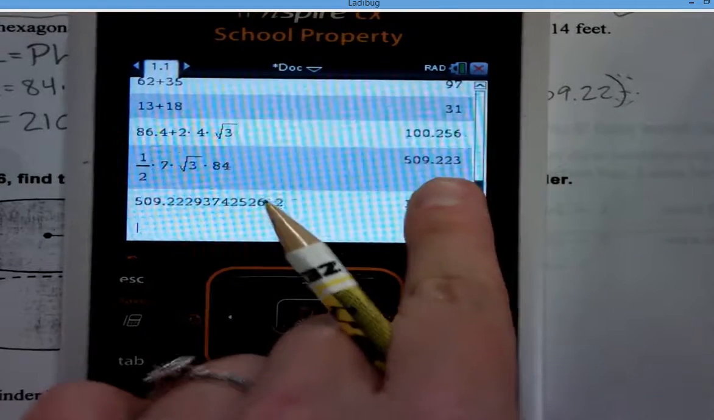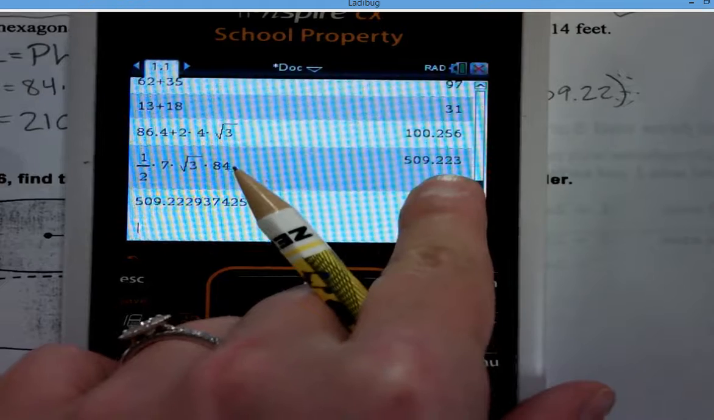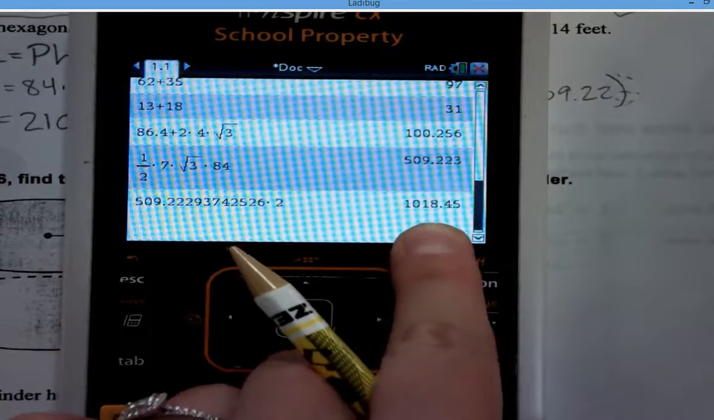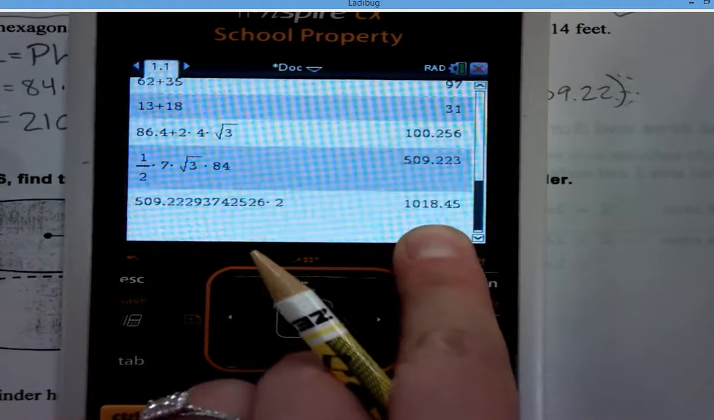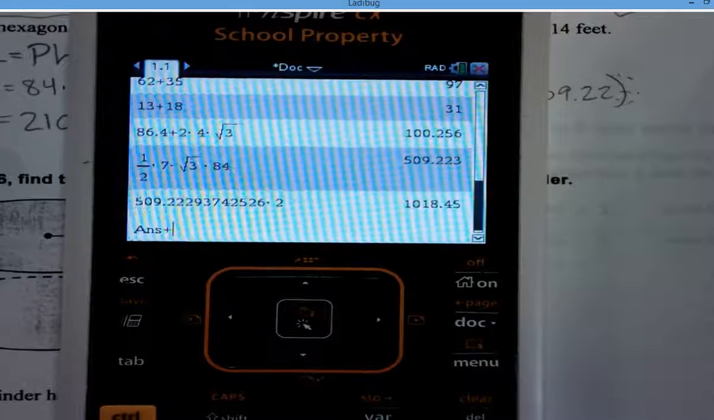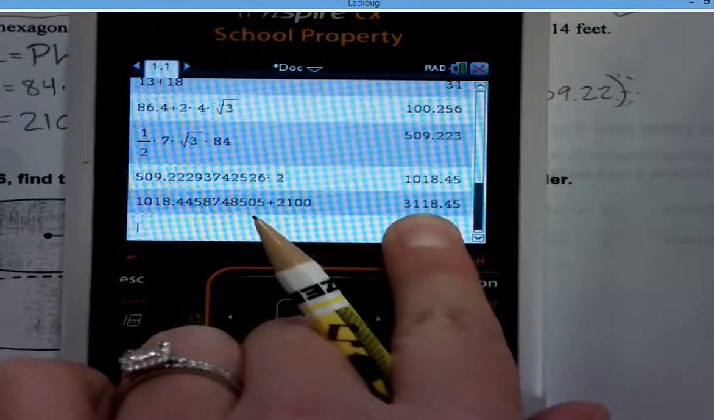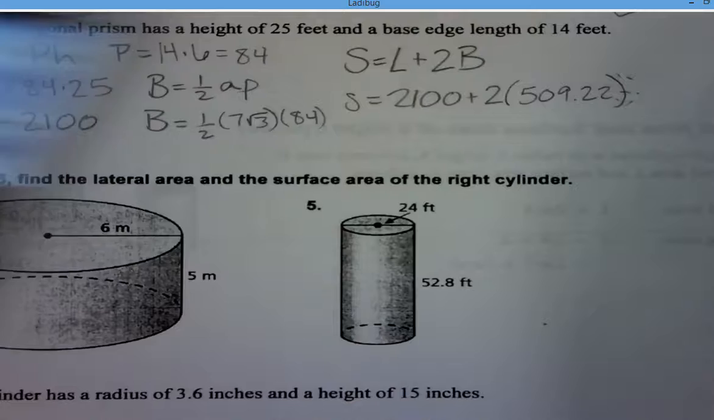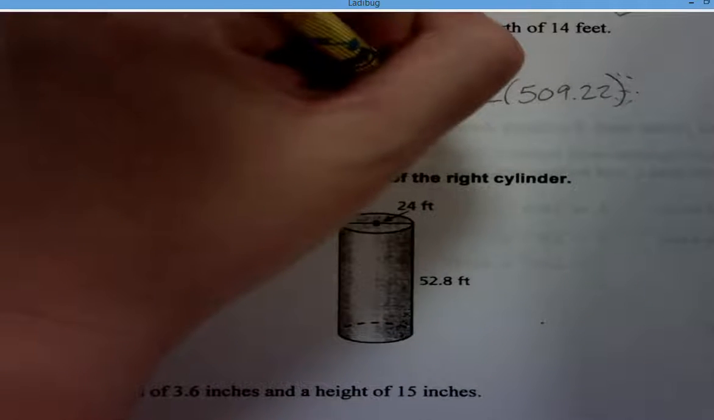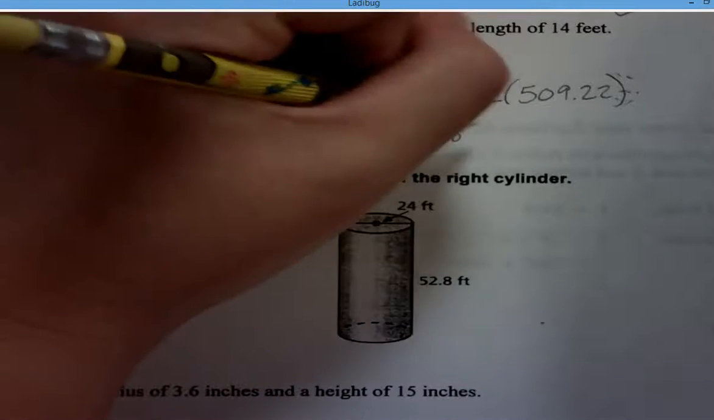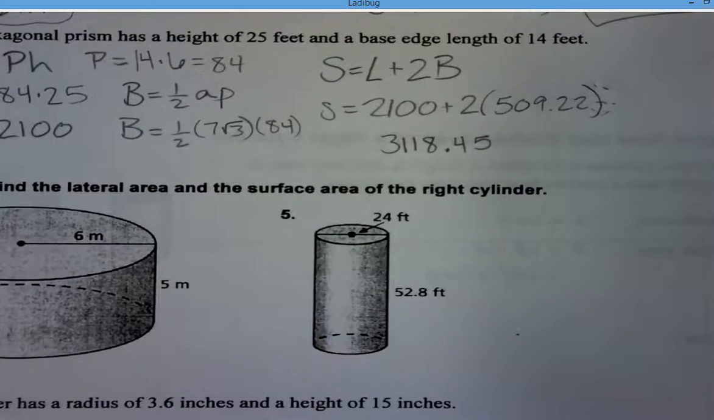That's the area of your base, and then you multiply it by 2. I have not added the lateral area yet. Yeah, and then you also have to add the lateral area. So we should be getting 3,118.45. If you round it earlier, it's going to be 0.44.